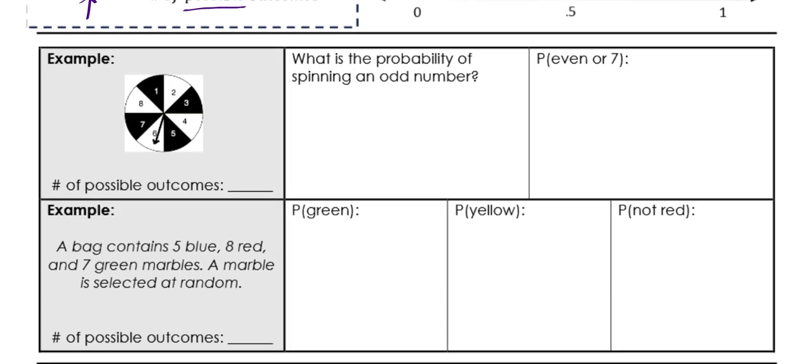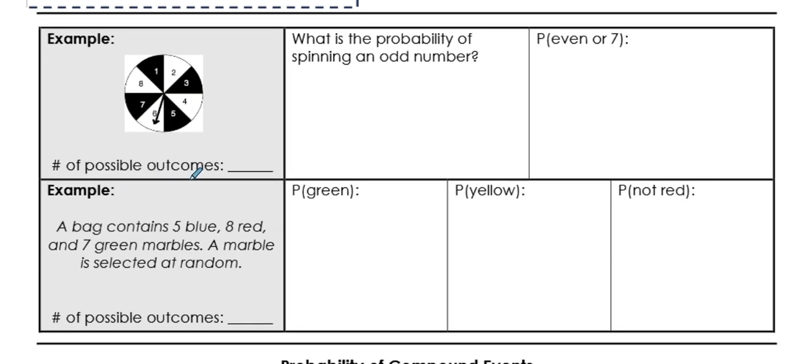Alright, so looking at that spinner. The number of possible outcomes is really just how many sections we have on the spinner. There are 8 sections, so there's 8 possible outcomes. The probability of spinning an odd number, we're going to write as P of odd. So we want to think about how many odd numbers we have on that spinner. 1, 3, 5, 7 are all odd. That's 4 out of 8. It's 4 odd numbers out of the total of 8 numbers altogether.